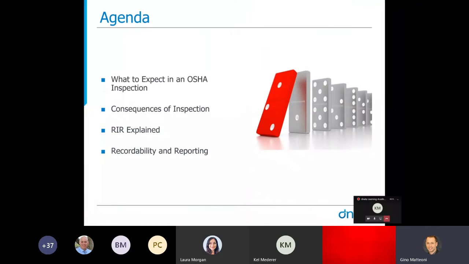So today we're going to talk about what to expect in an OSHA inspection, the consequences of an inspection, from nirvana, which would be the absence of any citation, zero citations from a visit, to okay, well, we did get a citation, and how do we navigate that process? We're going to talk about the RAR: what is it, and how is it calculated? And we're actually going to go through several exercises of determining whether an injury is what will be considered an OSHA recordable injury or not.